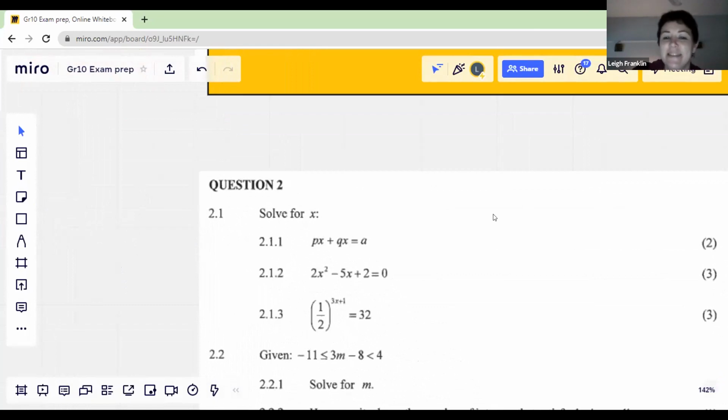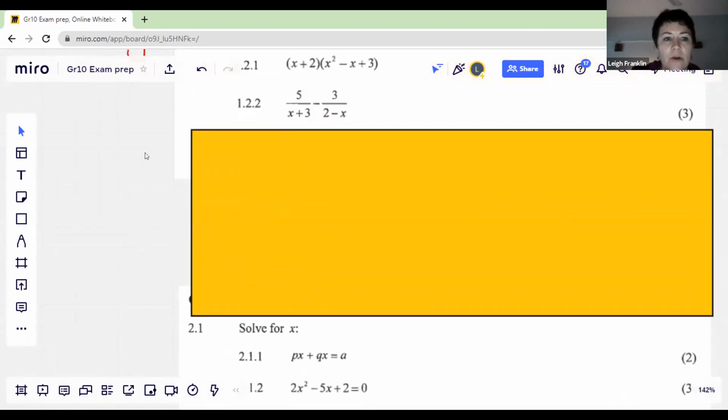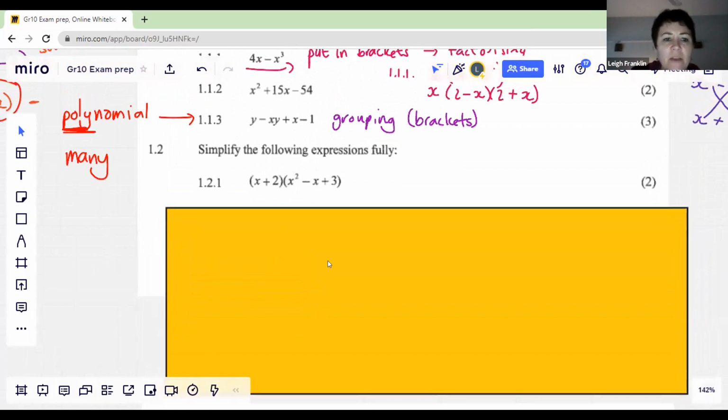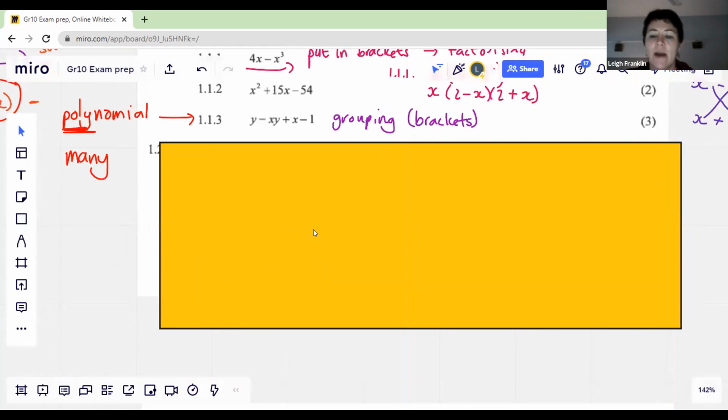Okay, I'm glad that's what you're saying. Okay, that was simplify. Oh, you had a late connection.